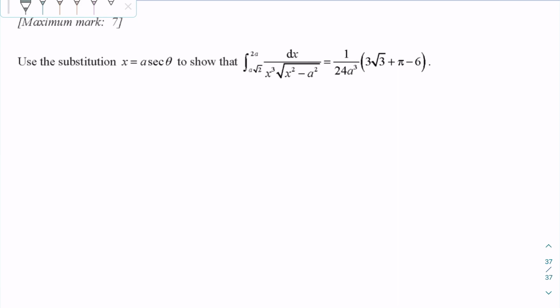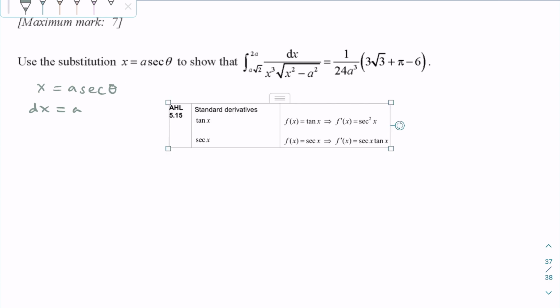Use the substitution x equals a secant theta to show that this integral is equal to this expression. When we're given a substitution, we should first find the derivative of the substitution so that we can easily substitute and remove dx from this integrand.